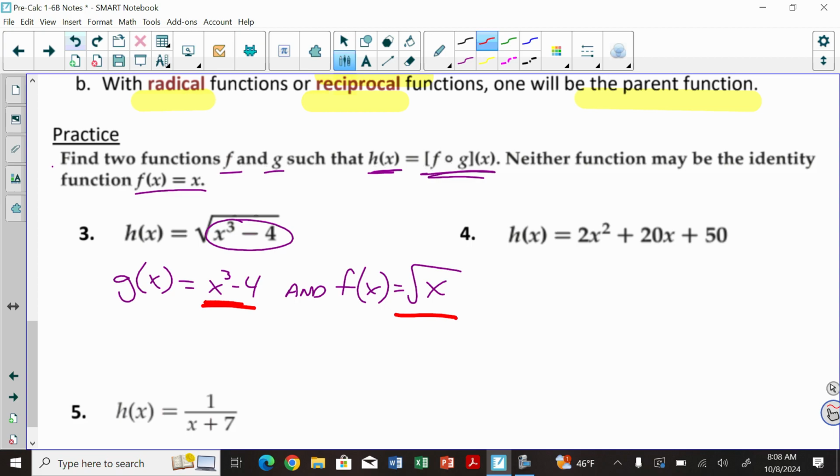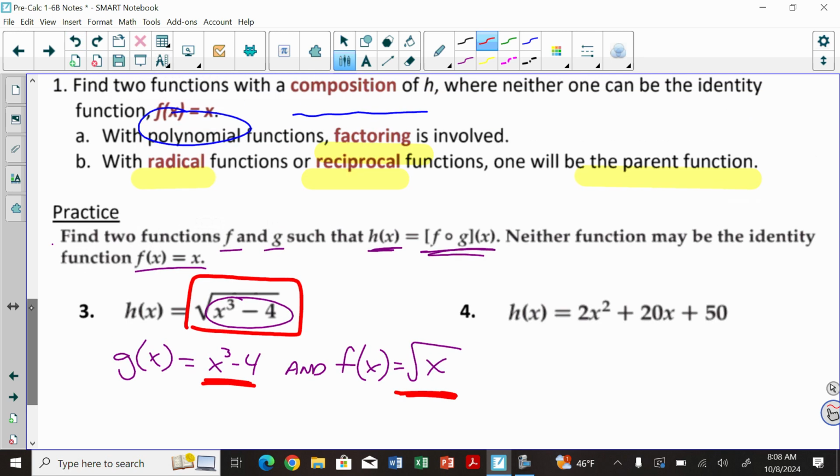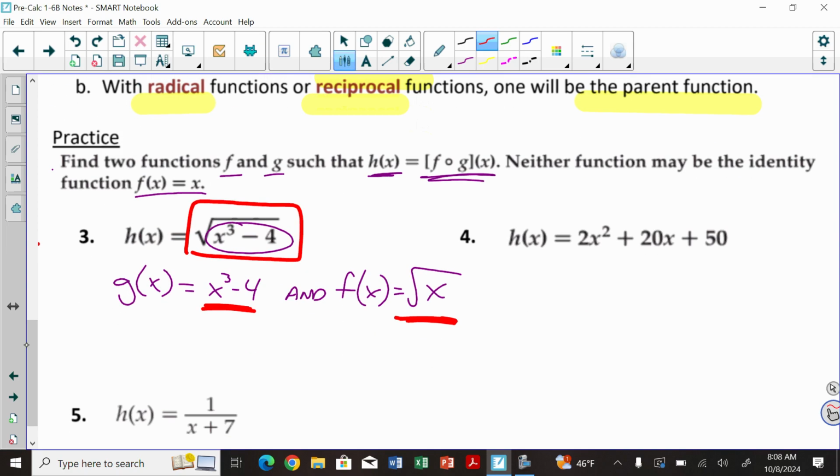So if I plug this one into here, would I get this here? And yes, I would, okay? All right, so the next one, number 4. So this is a polynomial then. So in polynomials, like we said up here, we're going to factor in this one. If we can factor, then it'll help us to get our decomposition. So we want to factor here.